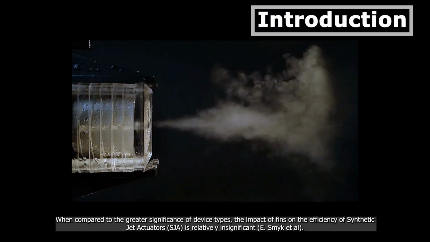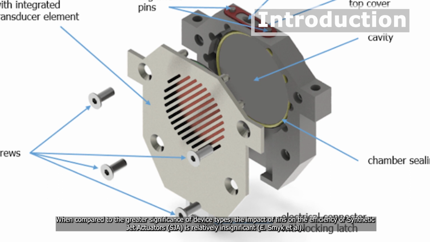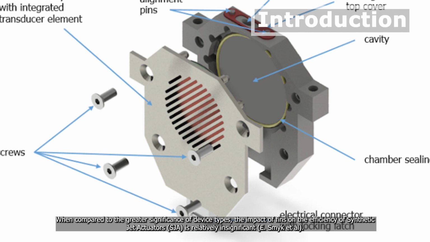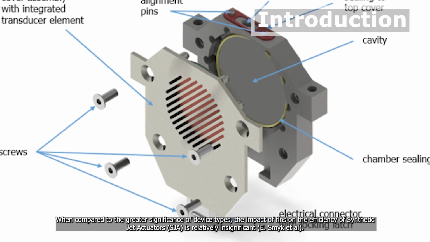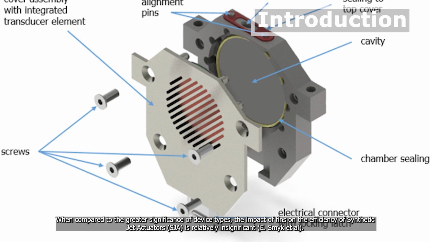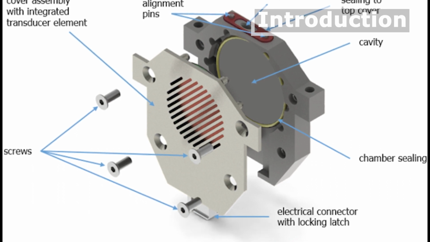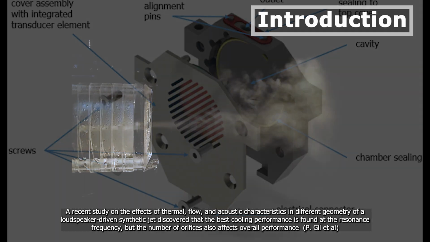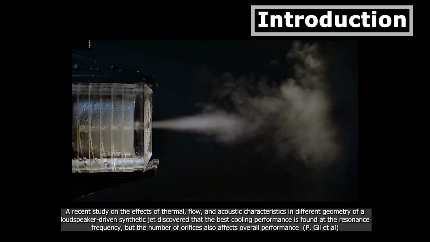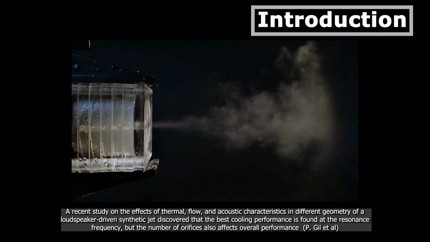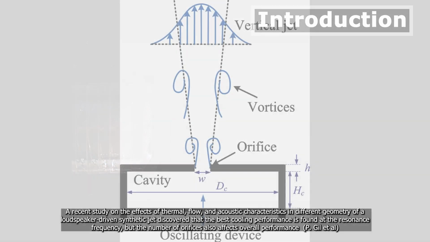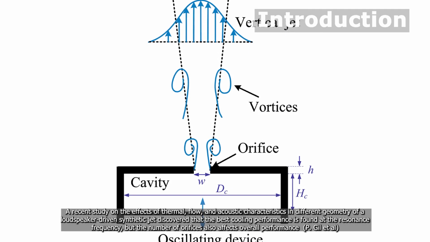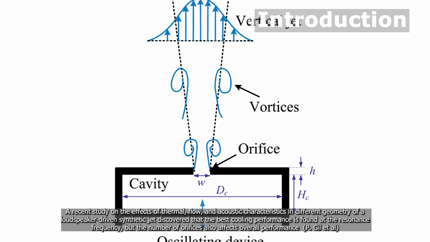When compared to the greater significance of device types, the impact of fins on the efficiency of synthetic jet actuators is relatively insignificant, according to ICAES23 and others. A recent study on the effects of thermal, flow, and acoustic characteristics in different geometries of a loudspeaker-driven synthetic jet discovered that the best cooling performance is found at the resonance frequency, but the number of orifices also affects overall performance.